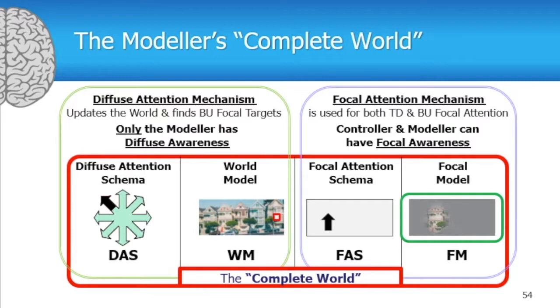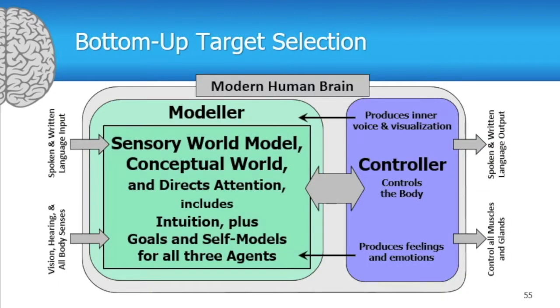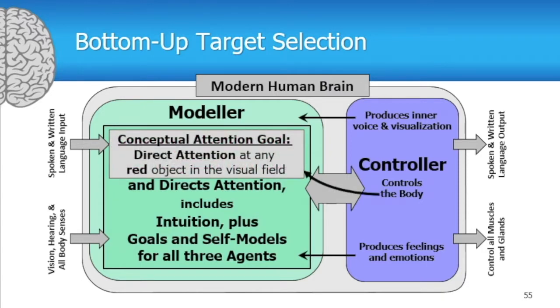However, if the new center of vision is not visible in the current focal model, the best the controller can do is to provide the modeler with a conceptual attention goal that would hopefully result in a bottom-up attention being directed at the target the controller desired. For example, let's say that someone said they would meet you at some event and that they would be wearing a red shirt. The controller could send a conceptual request for bottom-up attention to the modeler to direct attention to any red objects in the visual field. Then the modeler directs bottom-up attention to red objects so the controller can see if one of these is the shirt of the person the controller wanted to meet.